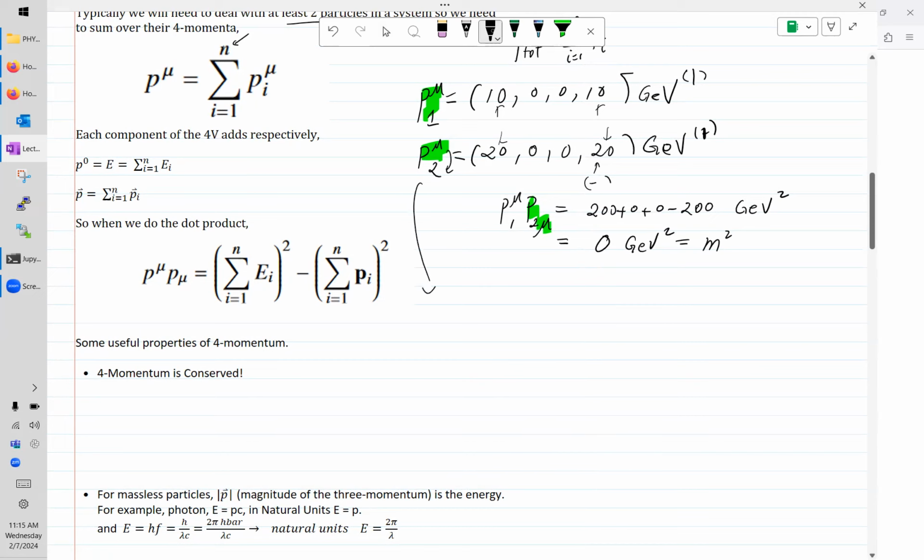We can also add these for momentum, just like you would add regular momentum, okay? Where P mu plus P mu 2, right? If you add them together, you just get 30, 0, 0, and then this will be 30, right? You just add them, 10 plus 20, just like before. So that's the total momentum of maybe two particles colliding together. Let's call that P mu. Usually when you have the total, they don't put an index down here, right?